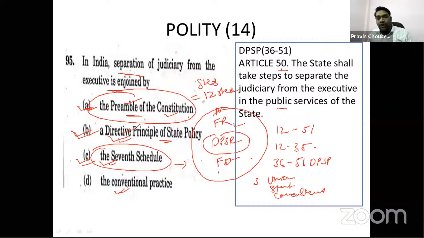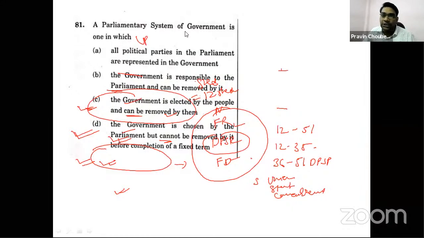So seventh schedule, preamble, and DPSP, this will be a part of your preparation. आप इसको कभी अवॉइड नहीं कर सकते हो. प्रीलिम्स में अगर आप यूपीएससी के एग्जाम दे रहे हो या कोई भी एग्जाम दे रहे हो, स्टेट का कोई भी एग्जाम दे रहे हो, तो ये जो है ये कोर टॉपिक है, इससे कहीं ना कहीं क्वेश्चन जरूर आते हैं. So which one will be the correct answer? D will be the correct answer, directive principle of state policy.